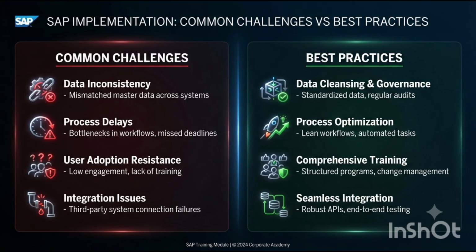While SAP PP is a powerful module, companies often face several challenges during implementation and usage. Common issues include inaccurate master data, poor MRP results, resistance from shop floor users, lack of proper training, and excessive customization. To overcome these, follow best practices such as maintaining clean and accurate master data, running MRP regularly, performing proper capacity planning, conducting thorough user training, and sticking to standard SAP processes as much as possible before going for heavy customization.